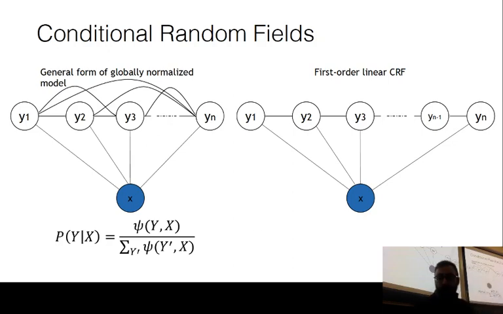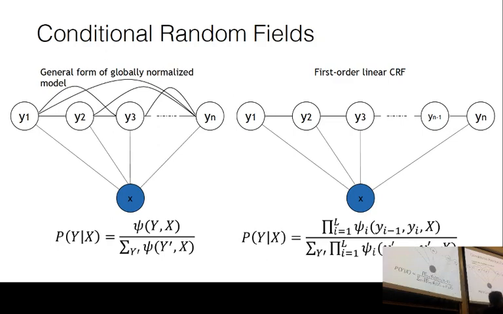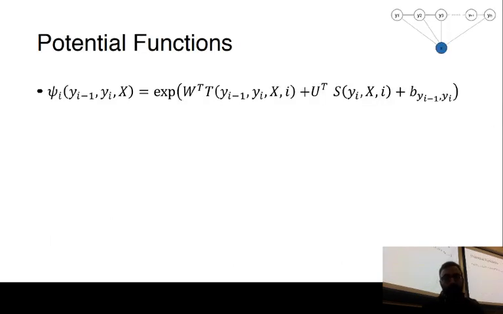Okay, so now the potential functions can be summarized as follows. For every y, we will have its own potential function, c. And the probability of the whole sequence will just be the multiplication of all those. And then again, the denominator is a summation over all of the candidate sequences. Okay? So, what are these potential functions?